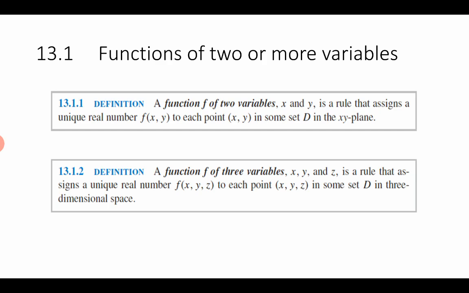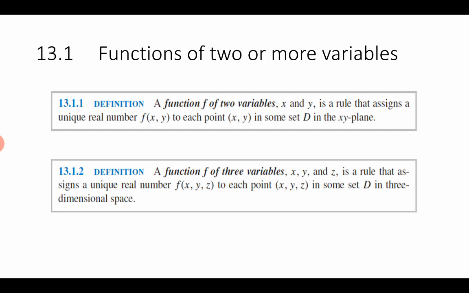Let's think of the definition of a function of two or more variables. The function f of two variables x and y is a rule that assigns a unique real number f of x, y to each point. For example, in our real life, we have seen a lot of occasions where there are functions of two or three variables.